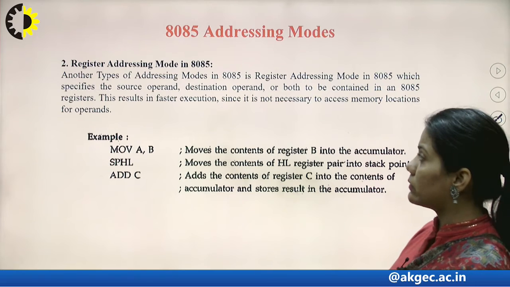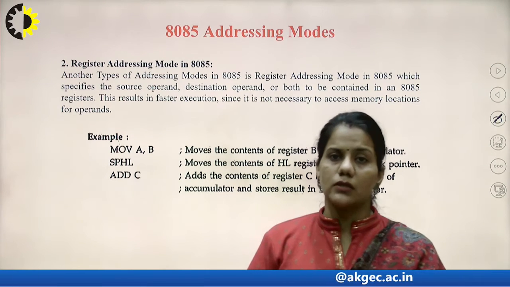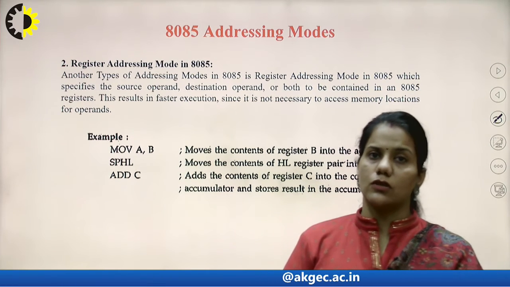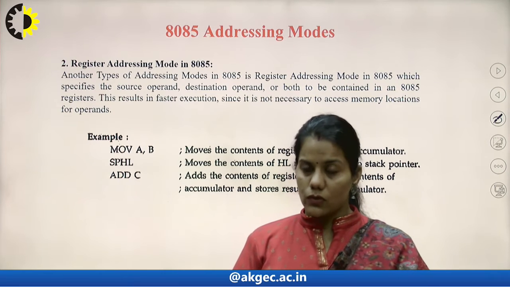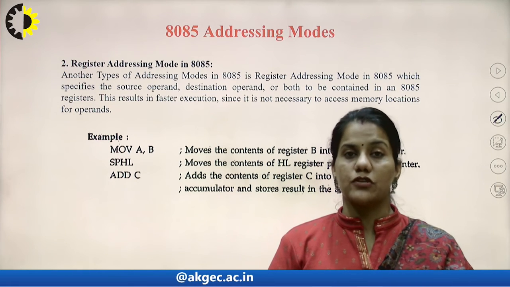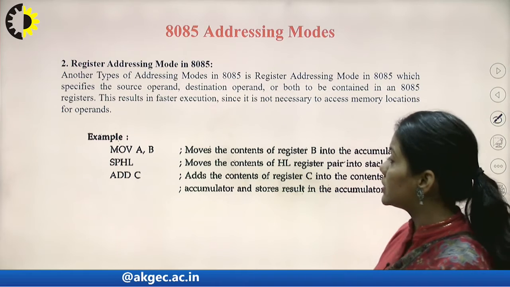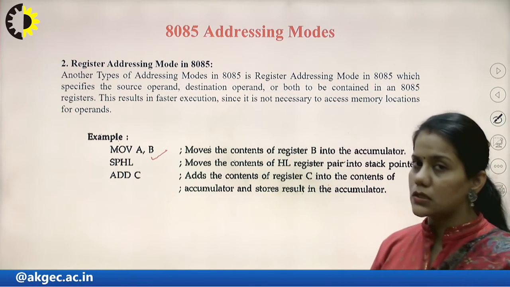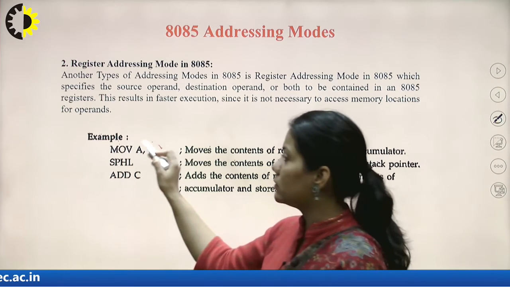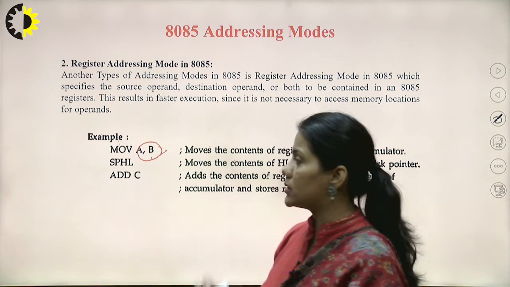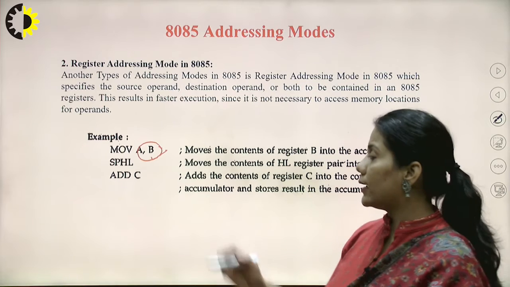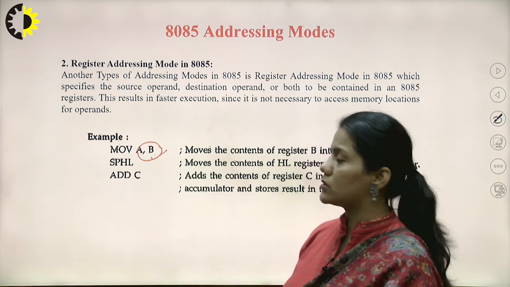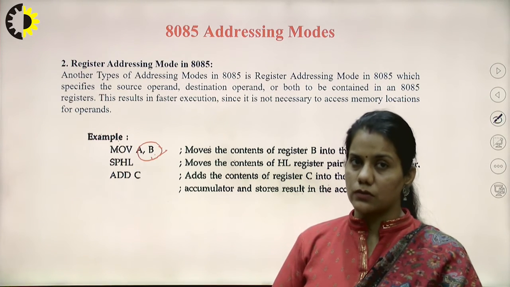Next, register addressing mode. The operands are specified in the instruction in the form of registers, so the names of the registers are mentioned in the instructions. Let's understand this through examples. MOV A comma B. In this case, both operands are registers. And what is this instruction doing? It is copying the contents of register B into register A.